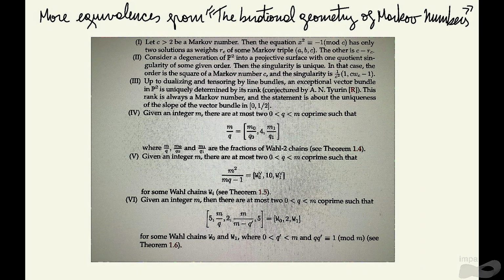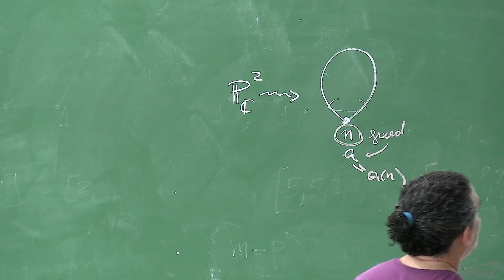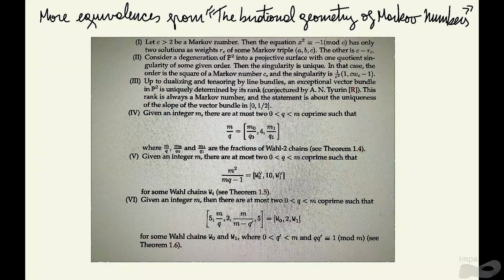So you have this number c that is a solution to the equation x squared congruent to -1. Sorry, no. c is the Markov number. Sorry, here I have a change of notation. The number a has to do with r_c. So you have a Markov number c, and you have this equation, x squared congruent to minus 1 mod c, which has only two solutions, one with weight r_c, for some Markov triple a, b, c, and the other has to be c minus r_c. So there is this number, like the q, like the a, r_c, which has to be unique.